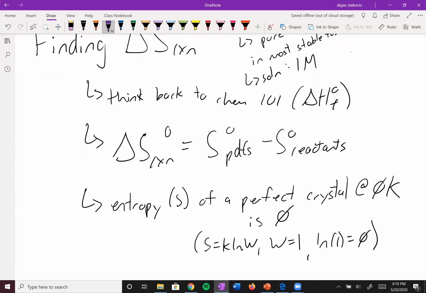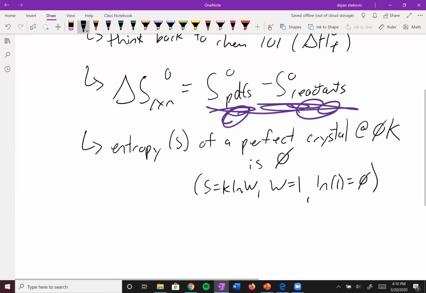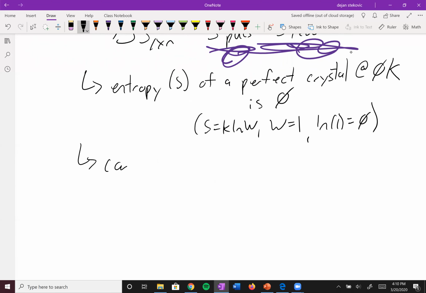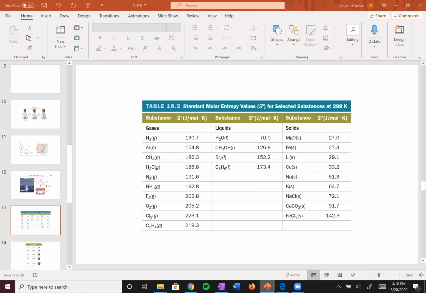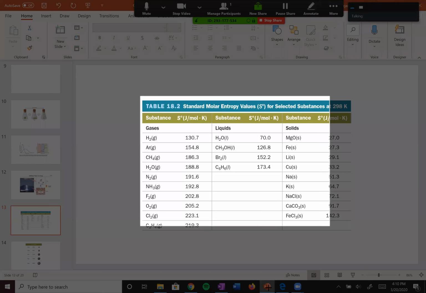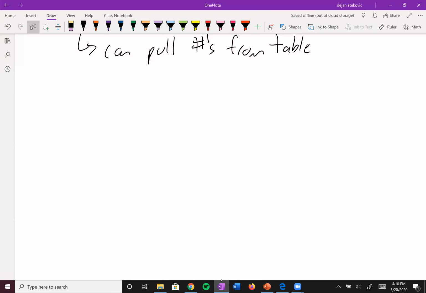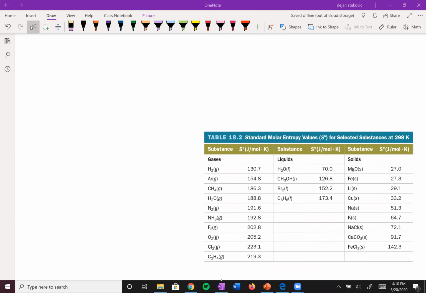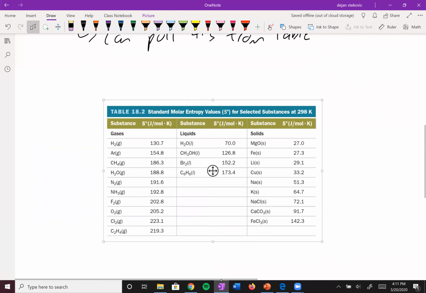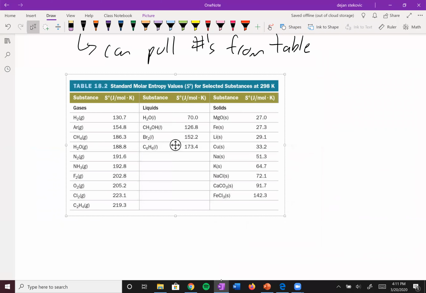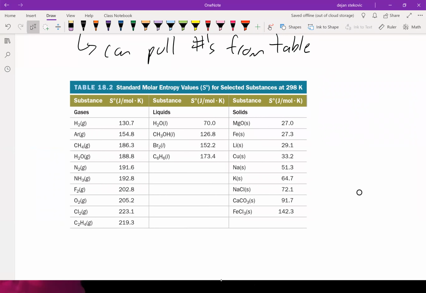And then as far as what these numbers are, it's super simple. You just pull them from a table. If they're reactants, make them negative. If they're products, make them positive. So you can pull numbers from a table. That would look something like this. So there's a bunch of numbers.